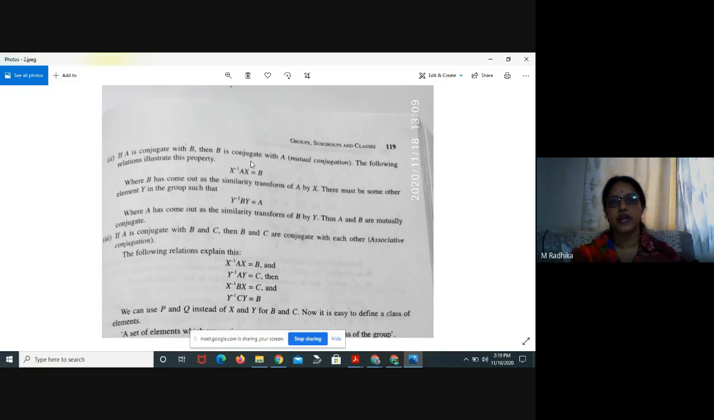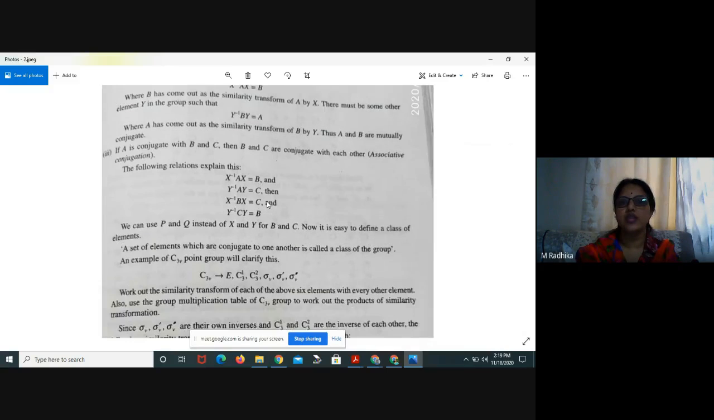So for that case, I have to do again the same thing, but here instead of X, I have to take something else, that is y inverse B y will give me A. So I will read this as A is coming whenever I do transformation of B by y. This is coming as A by x is giving B, and B by y is giving us A. So we will tell that the first rule was self conjugation, second one was mutual conjugation, and third one is associative conjugation.